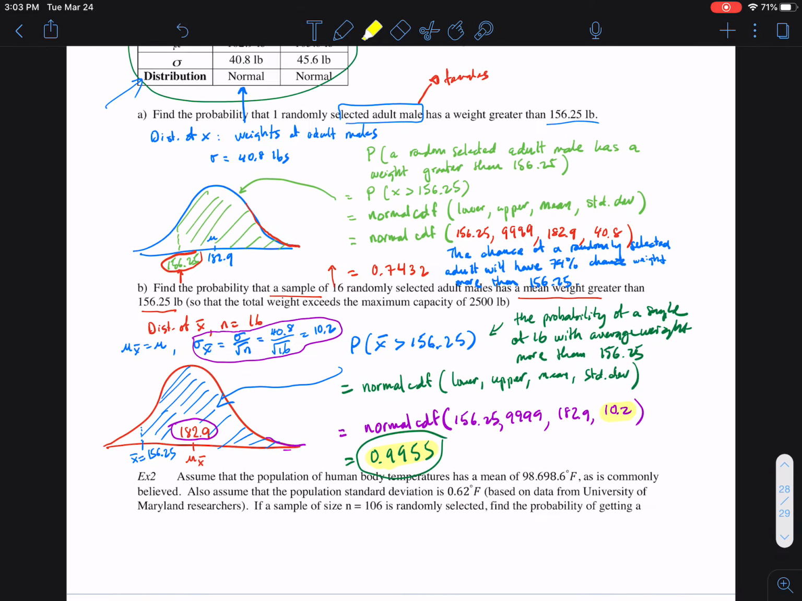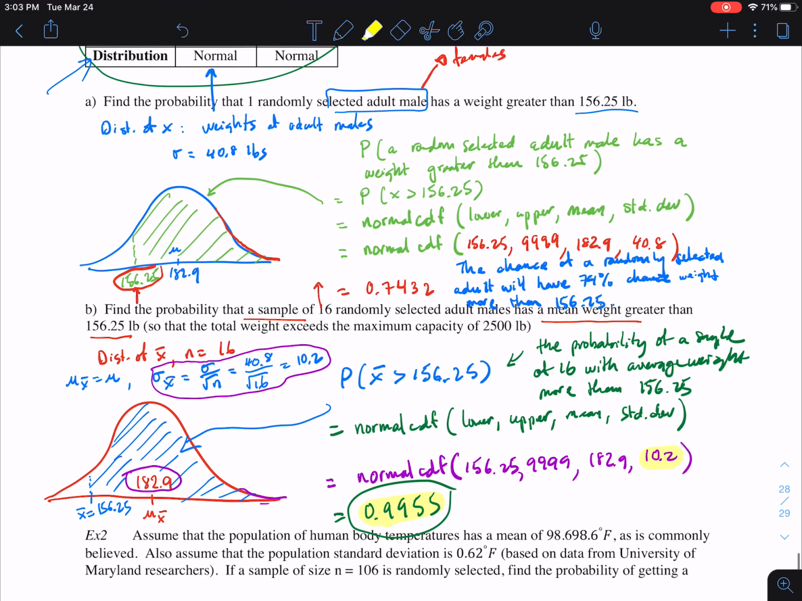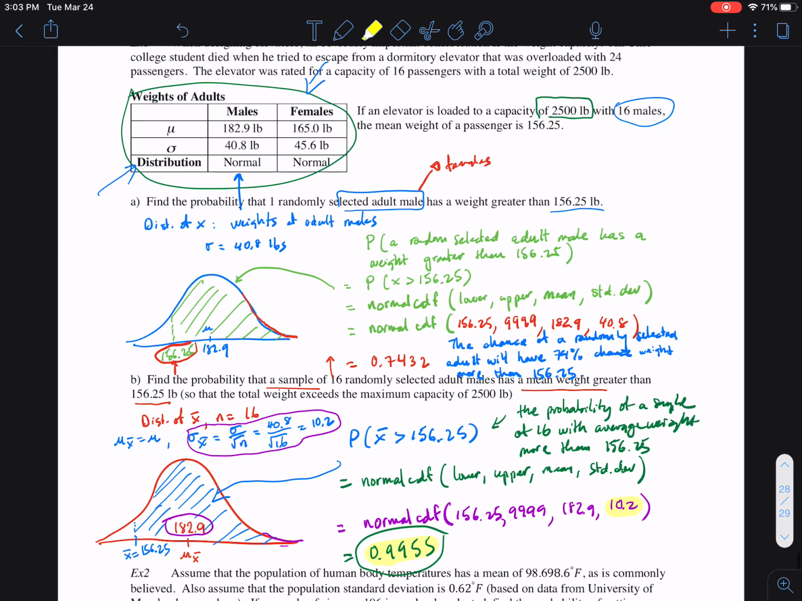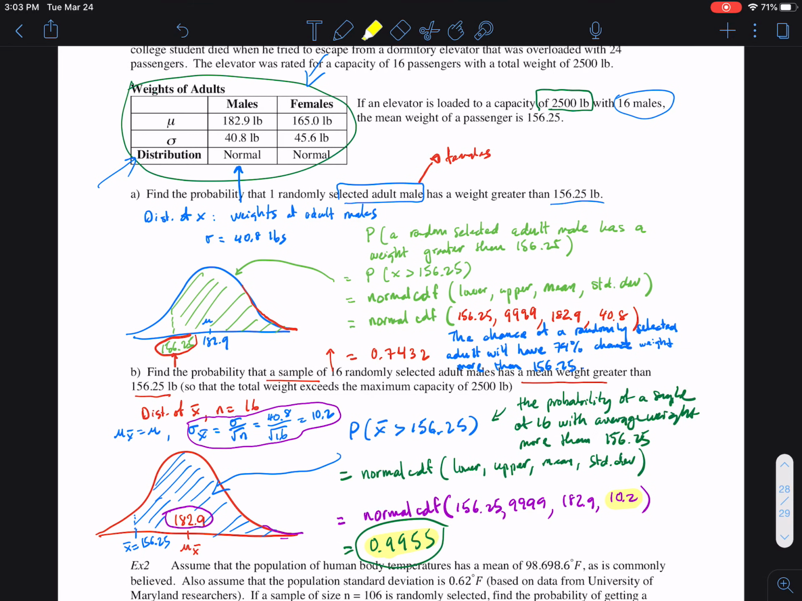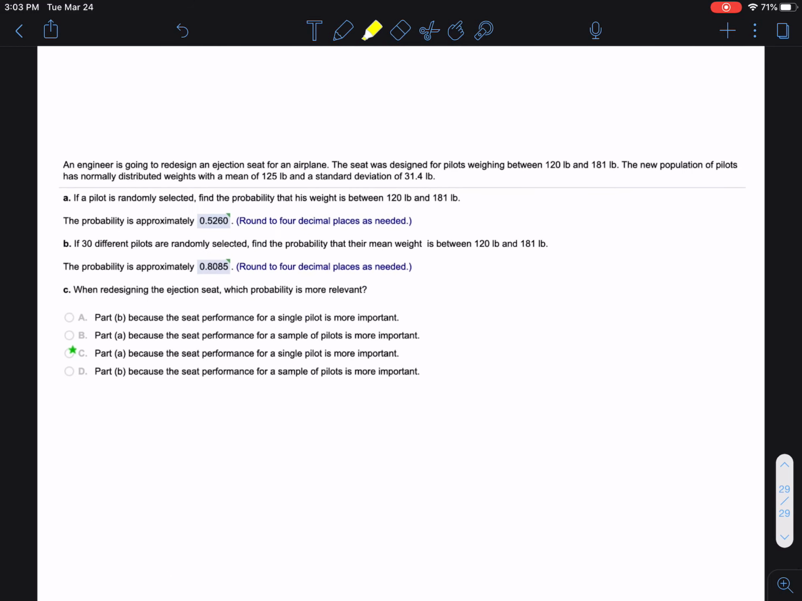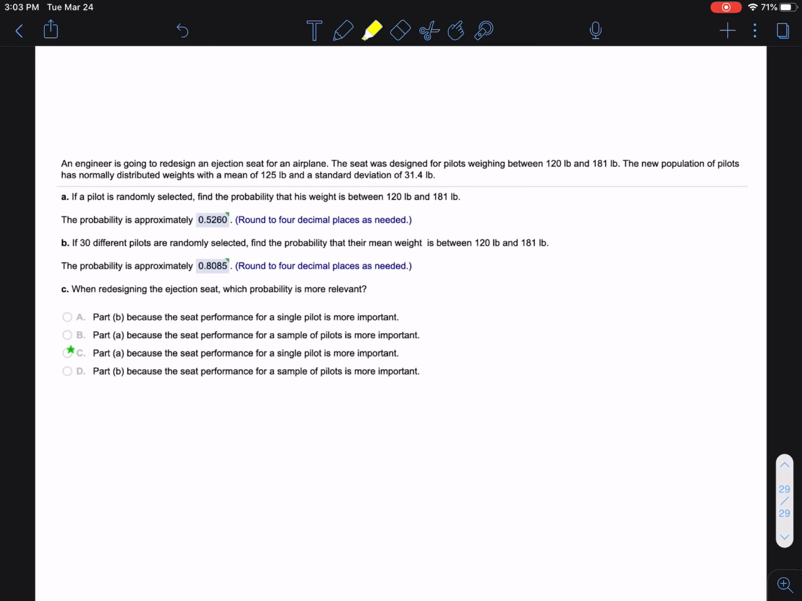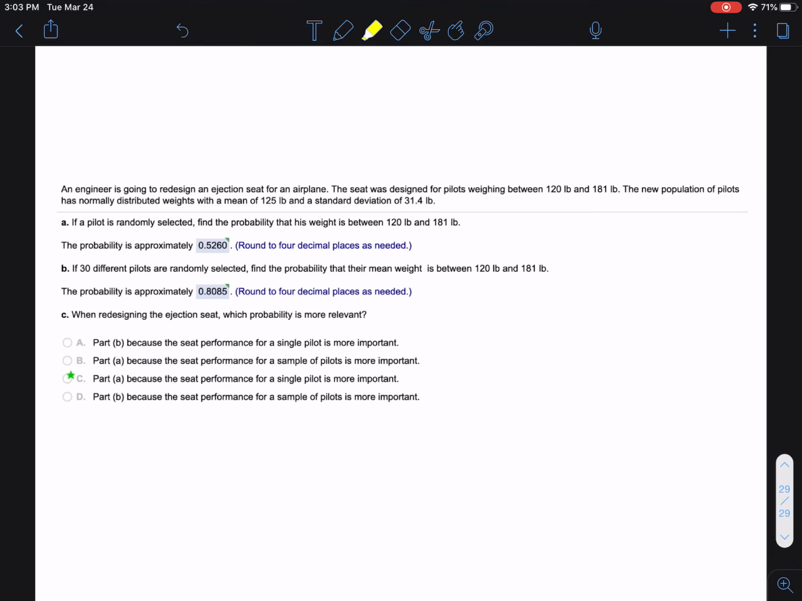This is longer than the 10 minutes I intended to make this video, but I want to make sure the steps are clear, so I slowed down quite a bit to cover just this one example. So I'm going to go ahead and pause the video here. In the next example, I'm going to go over this one from the homework. This would be another application where we use the central limit theorem to solve the problem using the distribution of sample means.